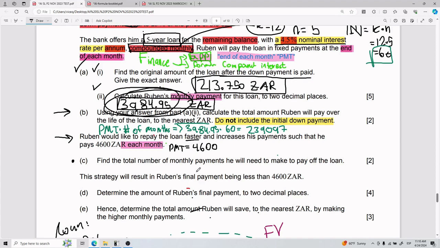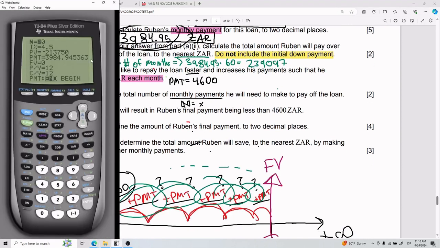And so the total number of monthly payments would have to be big N. That's also the other thing we have to identify. We don't know what big N is anymore. Big N is now going to be our X. This is what we need to solve for. And so you can take this calculator thing and you don't know what N is, right? So I'm going to leave it as 0, okay? Just like a placeholder, big N is 0. That's what we're trying to find.